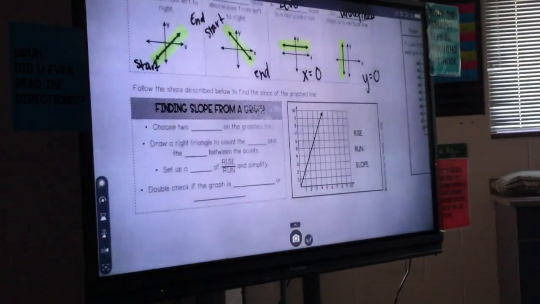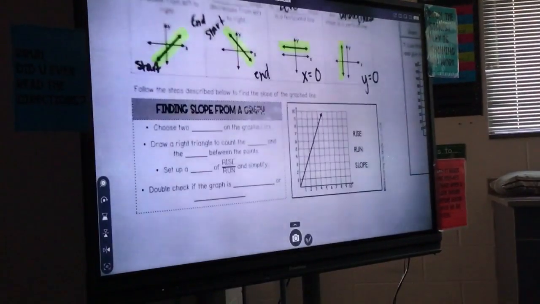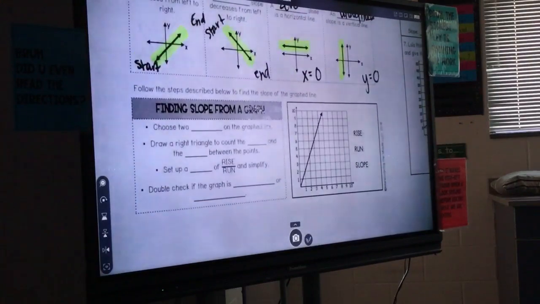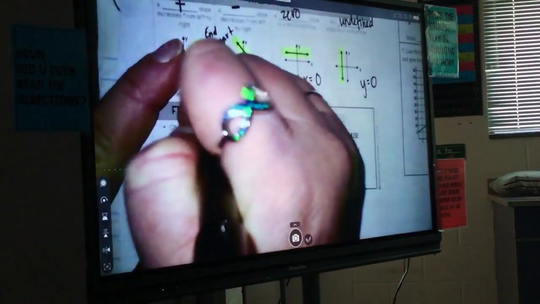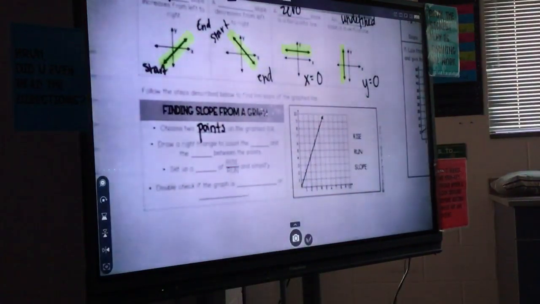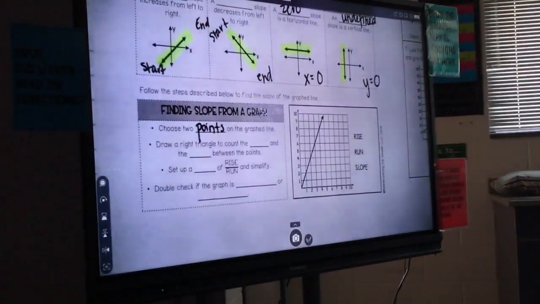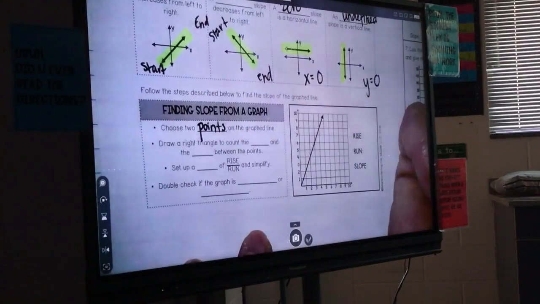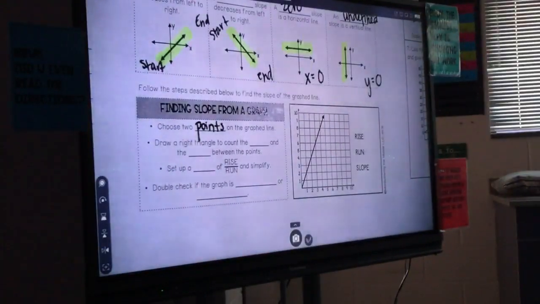Now, again, we've talked a lot about finding slope on a graph. So you're going to choose 2 points on the graph. You're going to draw a right triangle to count. What do you think? What do we count when we have a graph and we're going from one point that intersects directly in a corner to another? What do we find?